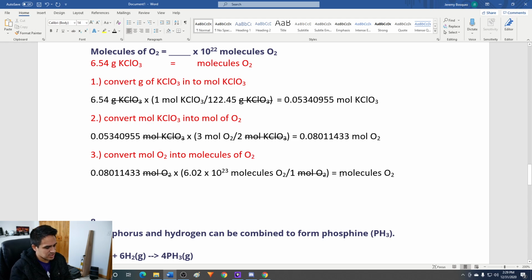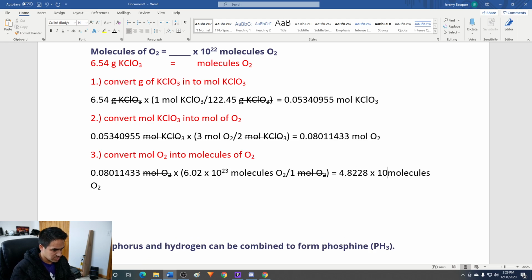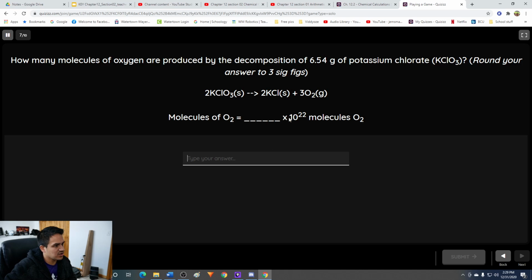And we're basically just going to take our number to begin with. We're going to multiply that by 6.02 times 10 to the 23rd. And I get 4.8228 times 10 to the 22nd molecules. And it does say round to 3 significant figures. So 4.82 times 10 to the 22nd molecules of O2 is what we get. And in our answer here, it already has the times 10 to the 22. So basically 4.82 is all we should have to type in. Hit submit. There we go. All right.